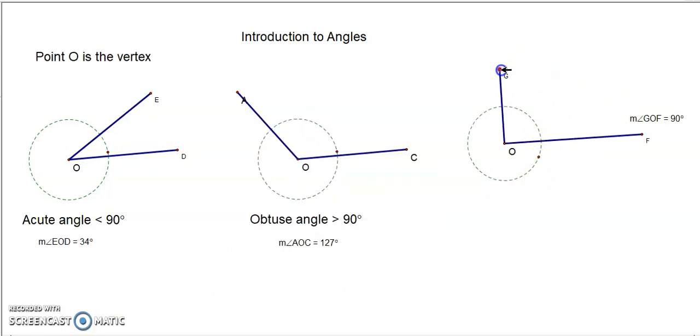Now what if the angle is exactly 180 degrees? What's that called? Well, what do you notice about the line? It's a straight angle. That's called a straight angle. Let's move that over here. So this is a straight line. Oh, I moved it. So let's make it 180, 180. Now it's a straight angle. So it's half a circle. You see that it's half of the circle.